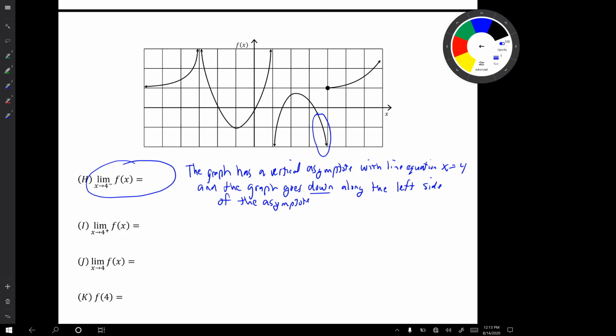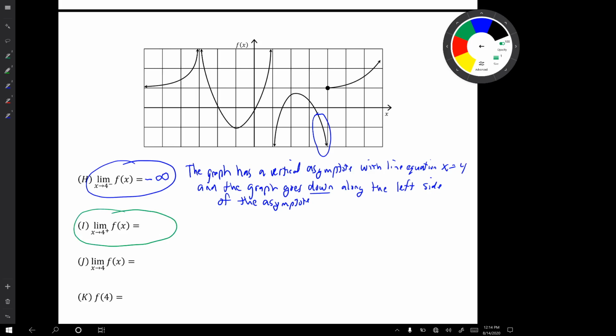So those words that I just spoke and wrote are abbreviated by the following symbol. I put the negative infinity symbol. This is spoken: the limit as x approaches 4 from the left of f of x is negative infinity. All right, what about question I? The limit as x approaches 4 from the right.